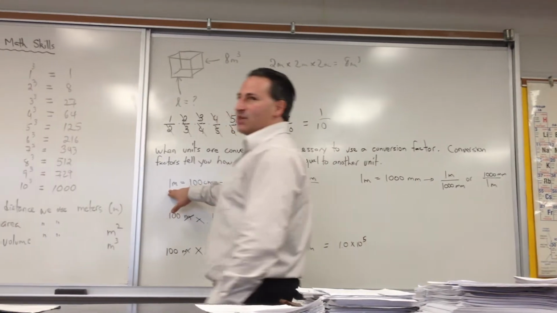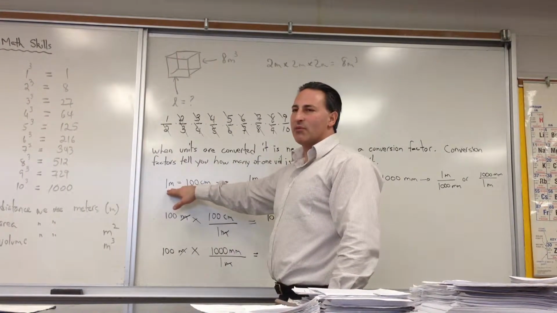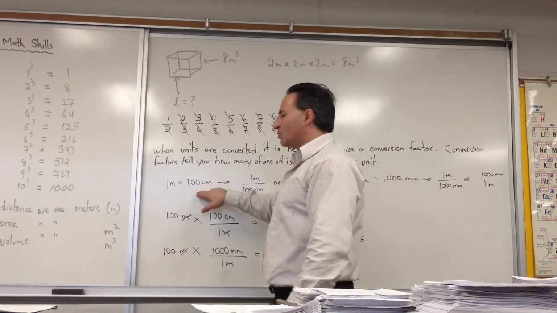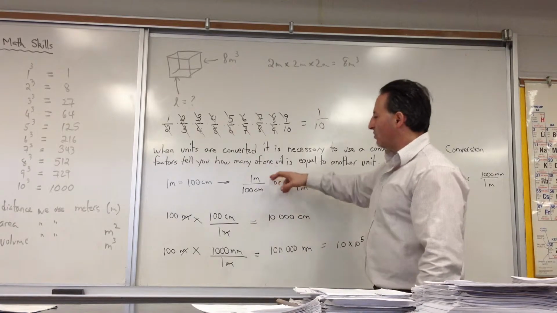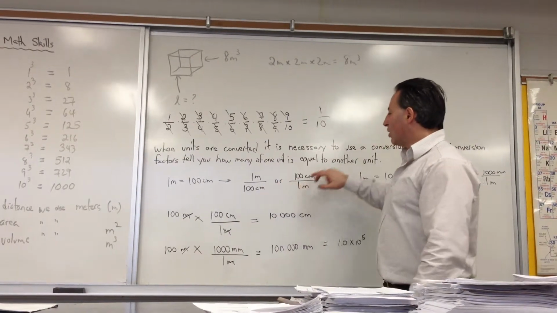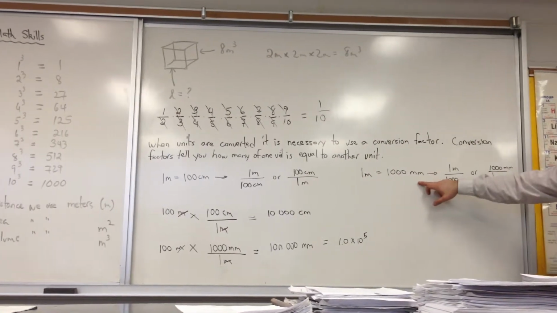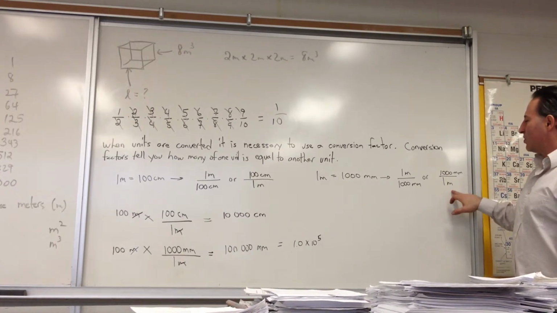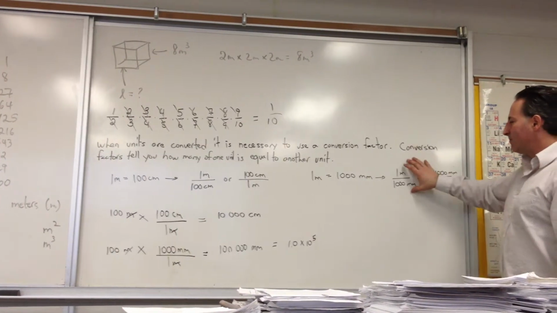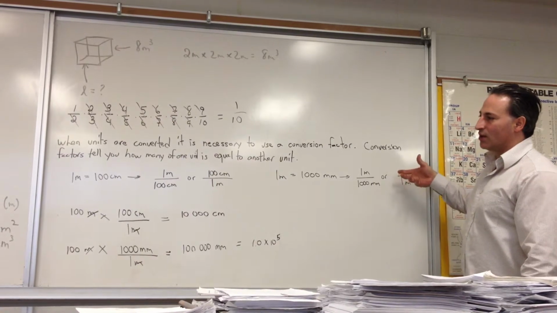For the SI system, it's very easy because everything is based on the number 10. So 1 meter is equal to 100 centimeters. That gives rise to 2 conversion factors. We can either write 1 meter per 100 centimeters or 100 centimeters per 1 meter. Likewise, we can say that 1 meter is 1,000 millimeters, which gives rise to these 2 conversion factors. It's important to know that both of these possibilities are the same. They represent the same quantity or conversion factor, but you would use different ones under different situations.